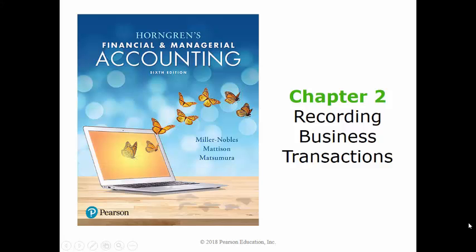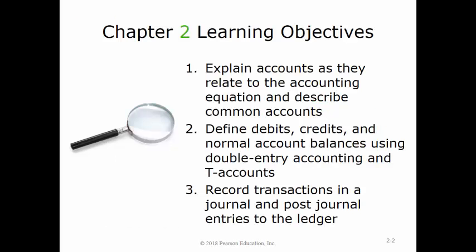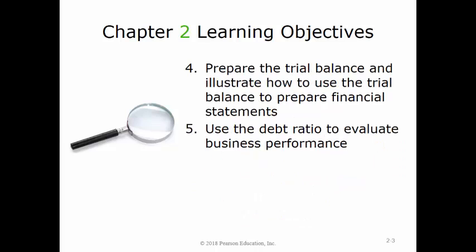This presentation is for Accounting 221, Accounting Principles 1, Chapter 2, Recording Business Transactions. These are the first three learning objectives for Chapter 2: to explain accounts as they relate to the accounting equation and describe common accounts, to define debits, credits, and normal account balances using double entry accounting and T accounts, and to record transactions in a journal and post journal entries to the ledger.